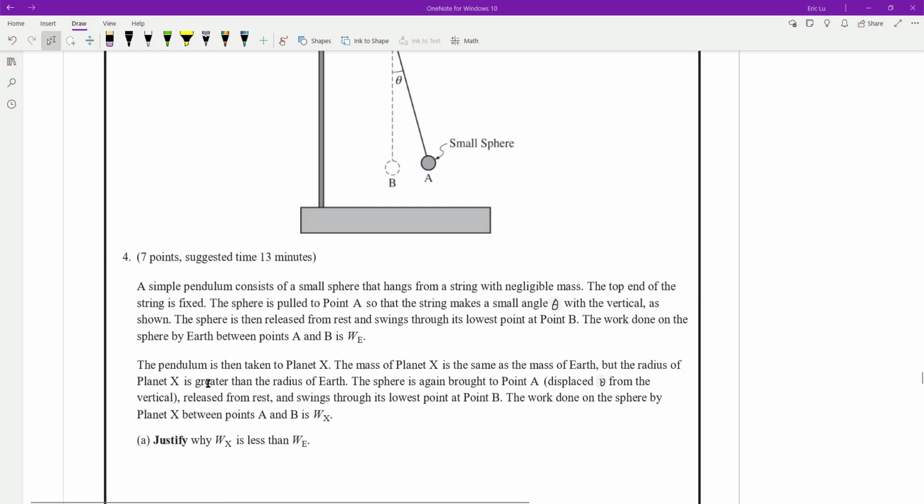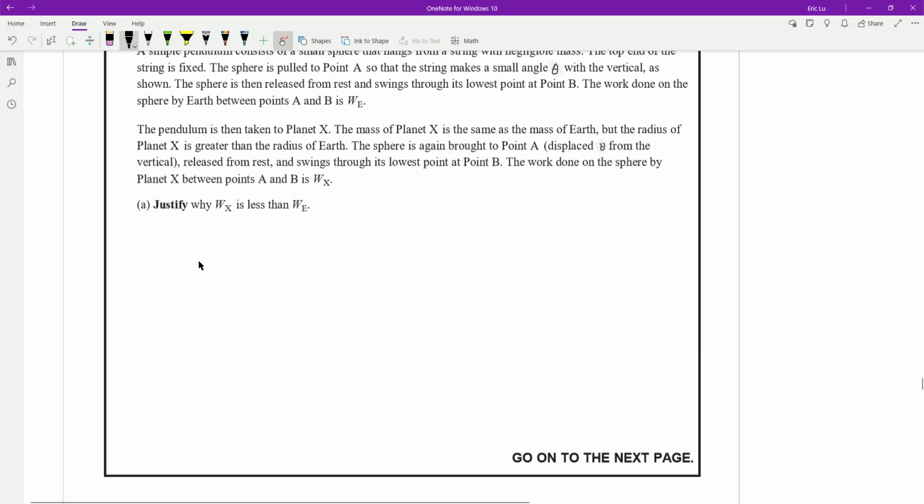And then it is taken to planet X, where the mass is the same, but the radius is greater than that of Earth. The sphere is then brought to point A, displaced theta from vertical, and released from rest, and it swings through its lowest point at point B. The work done on the sphere by planet X is Wx, and we have to justify why Wx is less than WE. Well, first of all, before anything, we would write the formula for work.